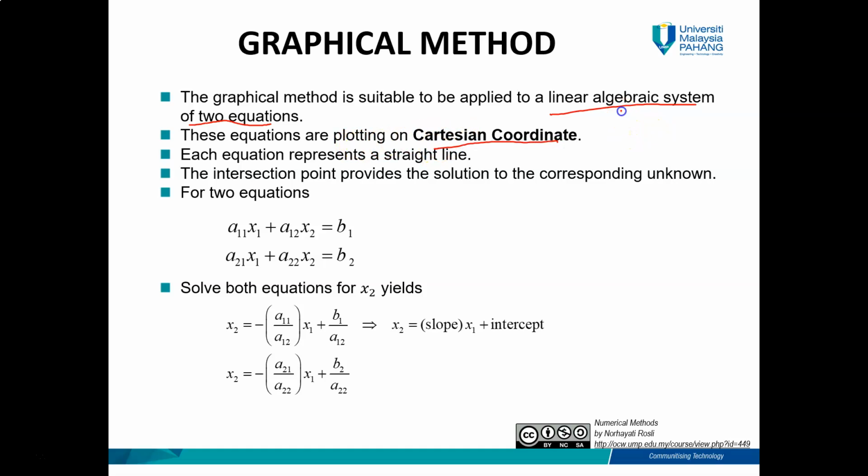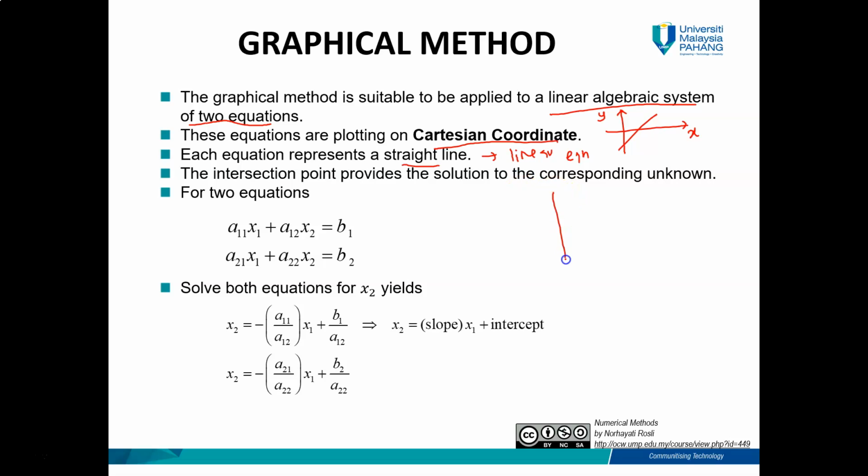What does Cartesian coordinate mean? It means the rectangular coordinate that we have here, the x axis and also the y axis. Each equation will represent a straight line. Why a straight line here? Because now we learn about linear equations. A linear equation will give you just a straight line when you plot it on the graph. And then the intersection point provides the solution to the corresponding unknowns.